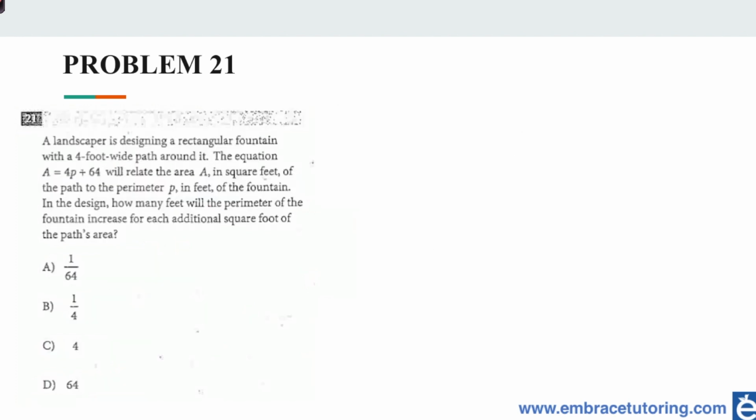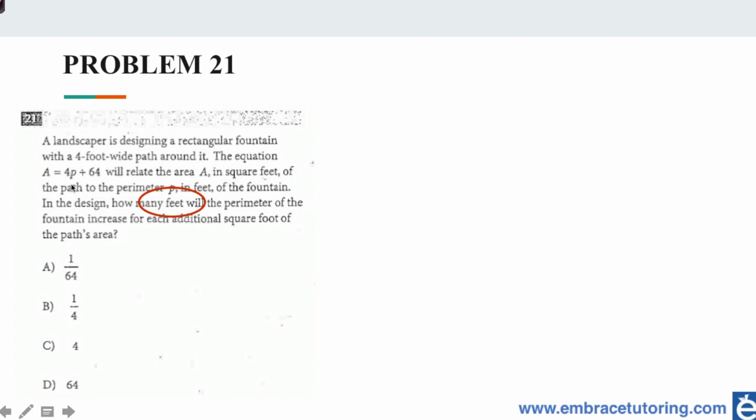For problem 21, it states, a landscaper is designing a rectangular fountain with a 4-foot wide path around it. The equation A equals 4p plus 64 will relate the area A in square feet of the path to the perimeter P in feet of the fountain. In the design, how many feet will the perimeter of the fountain increase for each additional square foot of the path's area?